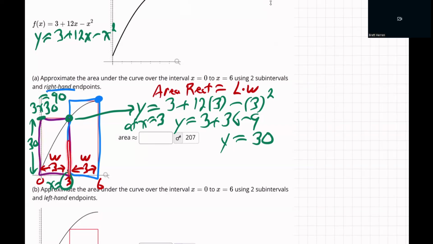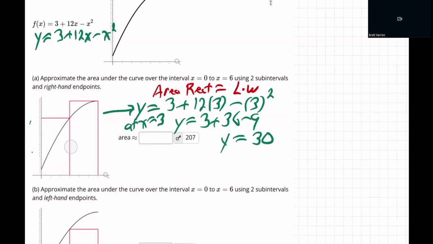How do I know it's 30 tall? When you plug in x equals 3, it hits the curve. That's probably the best way to see it. Let me erase some of this now that you've seen this. We know this is the point over 3 of 30, because I plugged in 3 and y came out 30. So this is 30 tall and 3 wide. I'll put the width at the bottom.